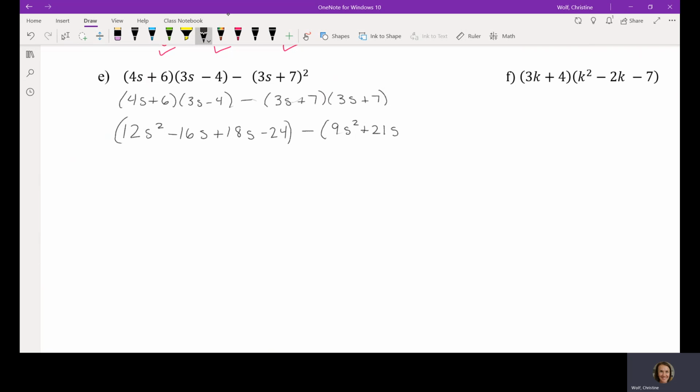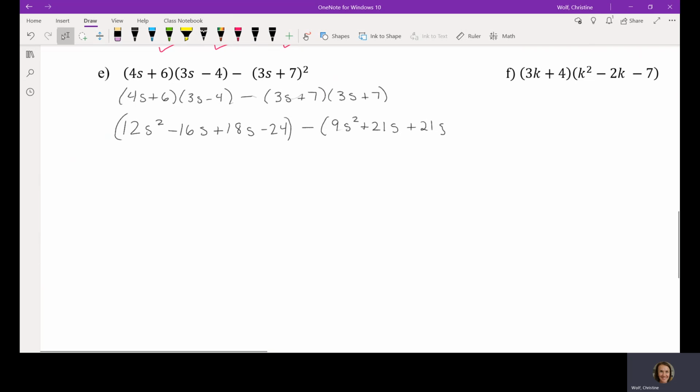I move on to this 7 now. 7 times 3s is 21s. Well, that was weird. And then the last multiplication is 7 times 7, which is 49.